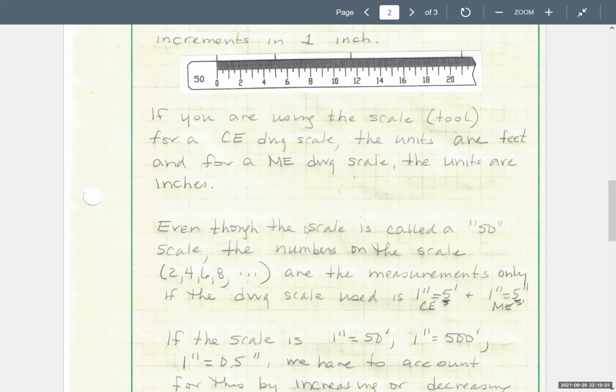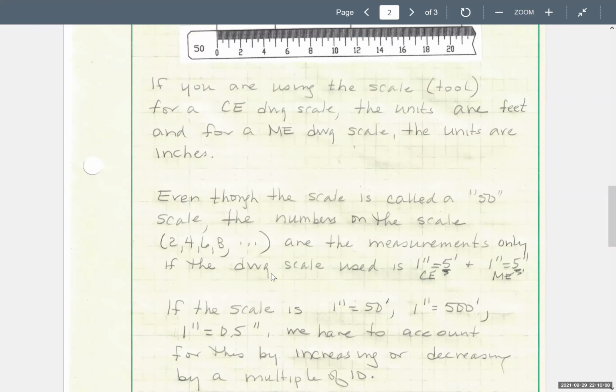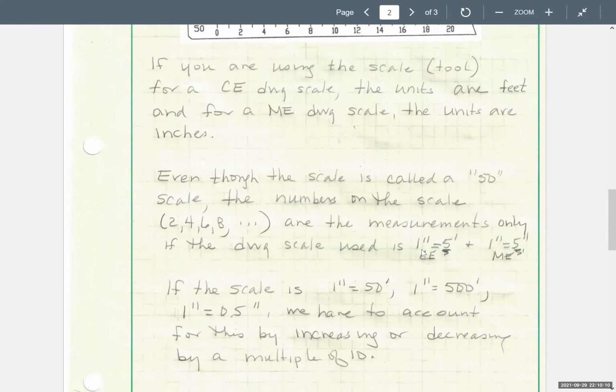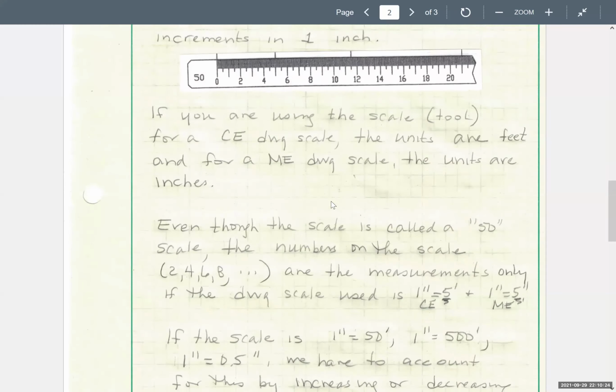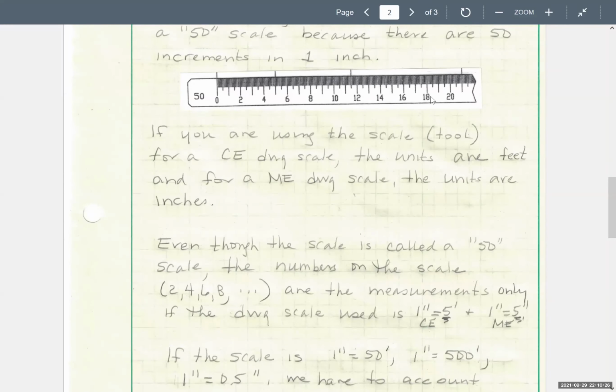So even though the scale is called the 50 scale, the numbers on the scale are measurements only if the drawing scale used is 1 inch is equal to 5 feet or 1 inch is equal to 5 inches. If the drawing scale you're using is 1 inch is equal to 50 feet, what should happen with all these numbers? I guess they would just have a 0 after them. You have to put a 0 after them.